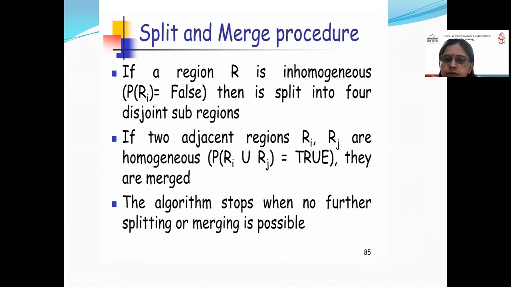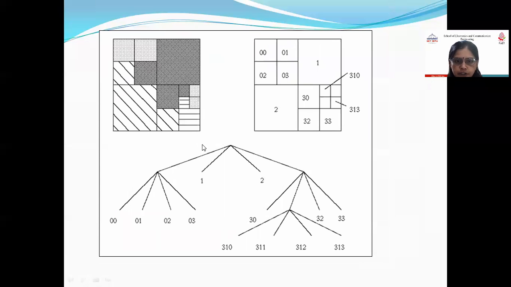If homogeneous, we merge them together. Again, we go for splitting and merging, and the algorithm will stop when no further merging or splitting is possible. So this is the split and merge procedure.